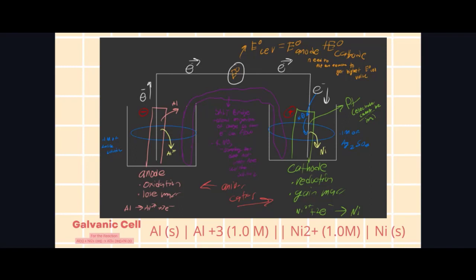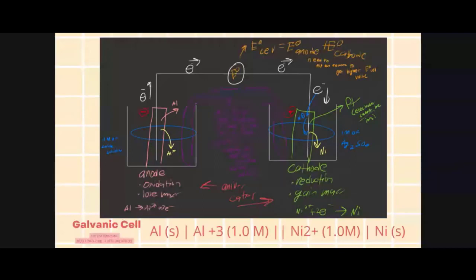So to account for that, we need to flip one value. The goal of the E naught cell value is that you have to flip the value that will yield the highest E cell. Let's say that I have one potential that's 1.34 and another one that's negative 0.31, for example. That negative 0.31, I want to flip, because I want to get the highest E cell value. This is when the reaction will be spontaneous.